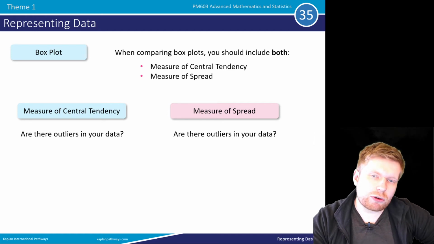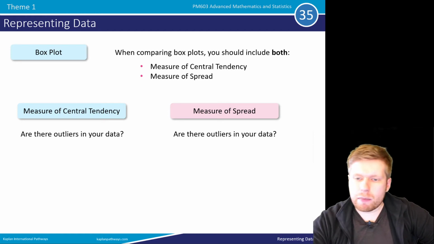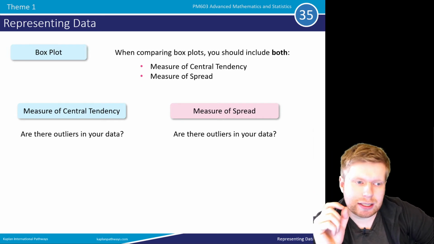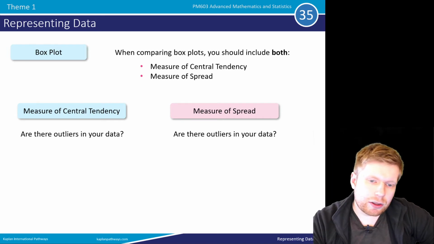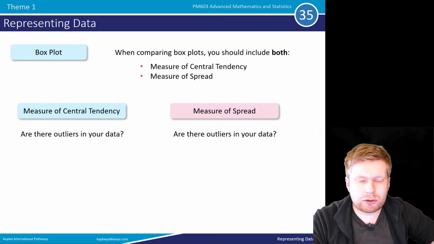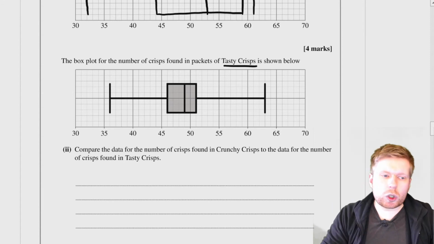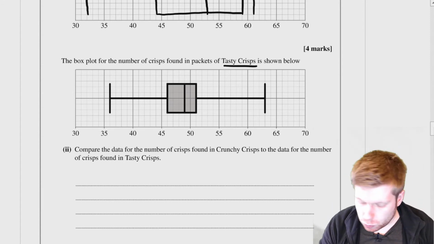In other words, the measure of central tendency will tell you the average value, and the measure of spread will tell you how spread out the data is, the consistency of your data. Now the first thing you need to ask is, are there any outliers in your data? Well, remember, in order to check whether there's outliers in your data, you need to do the interquartile range, so 1.5 times the interquartile range.